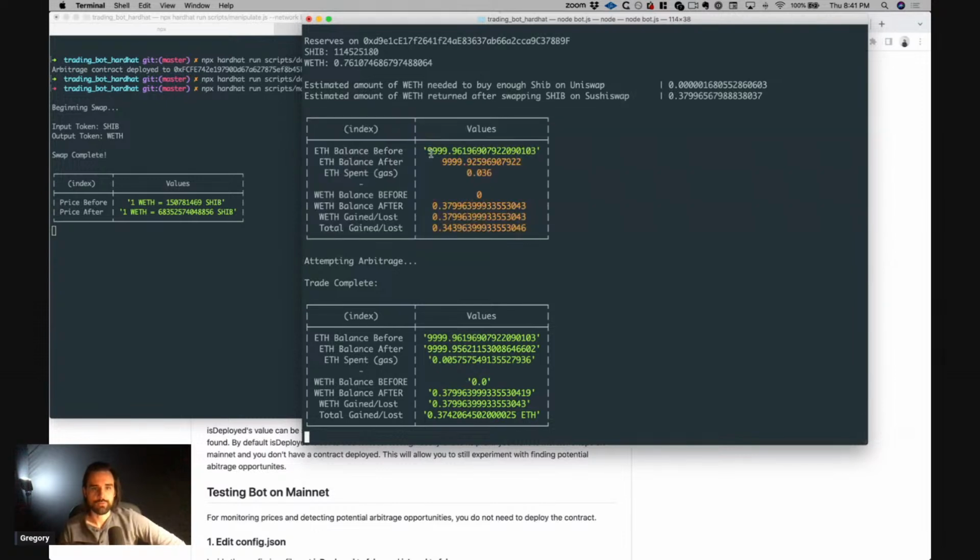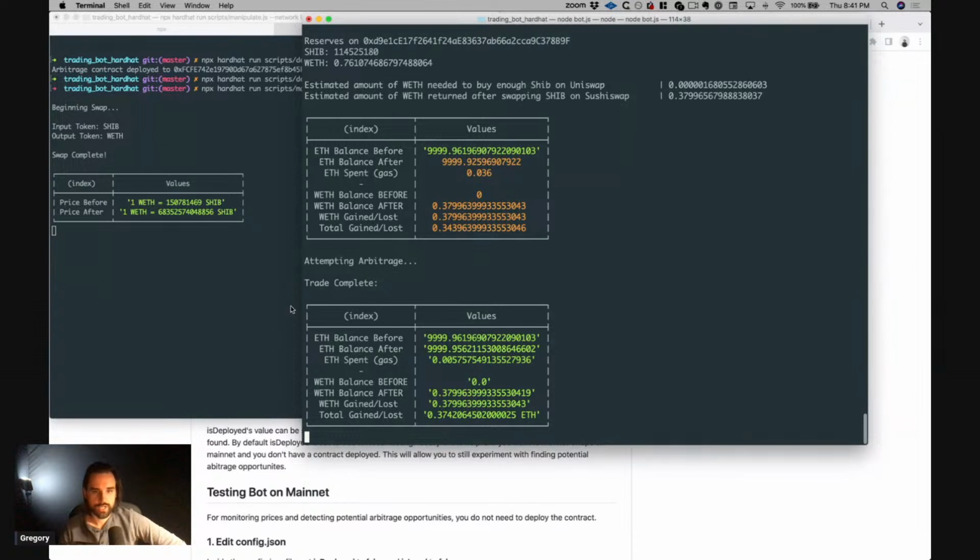ETH balance before is this, ETH balance after. And that's the Ether balance, but the WETH balance before is 0, and the WETH balance after is this, 0.37. Total gain to loss, it expects you to gain about 0.34 WETH, ETH total.